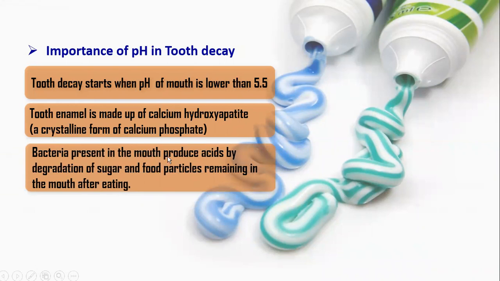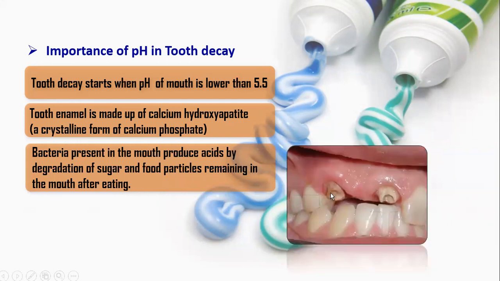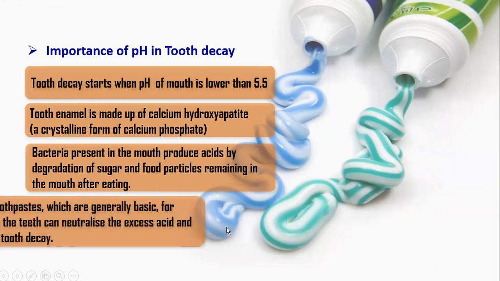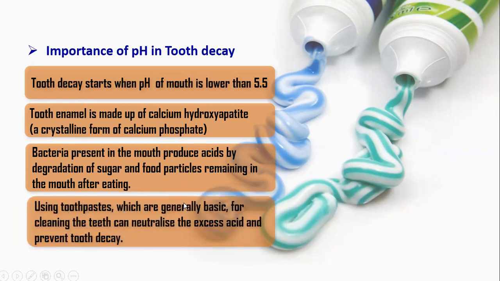So bacteria present in the mouth produce acid by degradation of sugar and food particles remaining in the mouth after eating. If you do not brush, the food particles remain, and the bacteria present in the mouth produce acid by degradation of sugar and the food particles remaining in the mouth after eating. You can see here, in this way, the bacteria will release acid, and then that acid will affect the teeth. Okay, your tooth gets affected by that acid, and tooth decay forms. Using toothpaste, which is generally basic, for cleaning the teeth can neutralize the excess acid and prevent tooth decay.